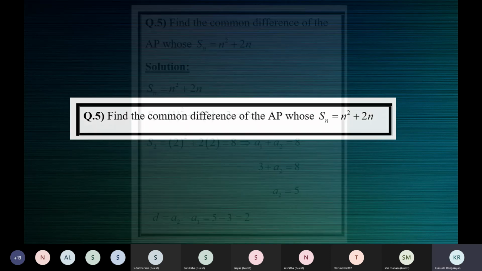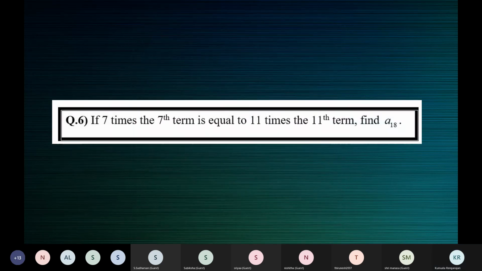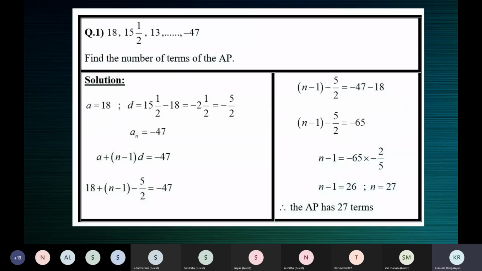We finished this, right? We finished all this. Yeah, let me show you the answers from the beginning. This is the first answer. Take a screenshot.